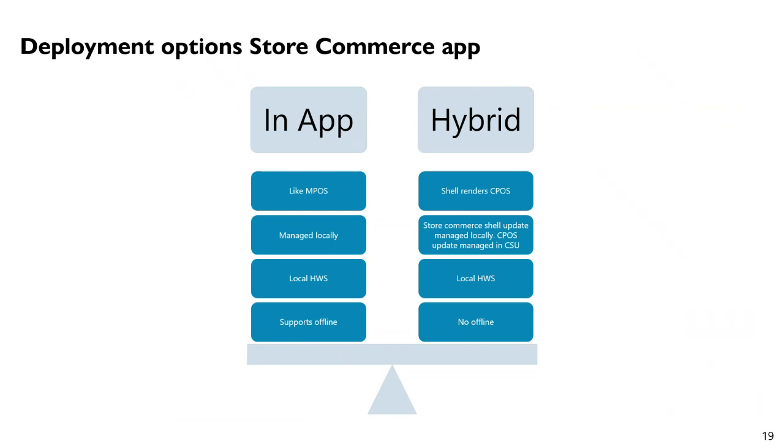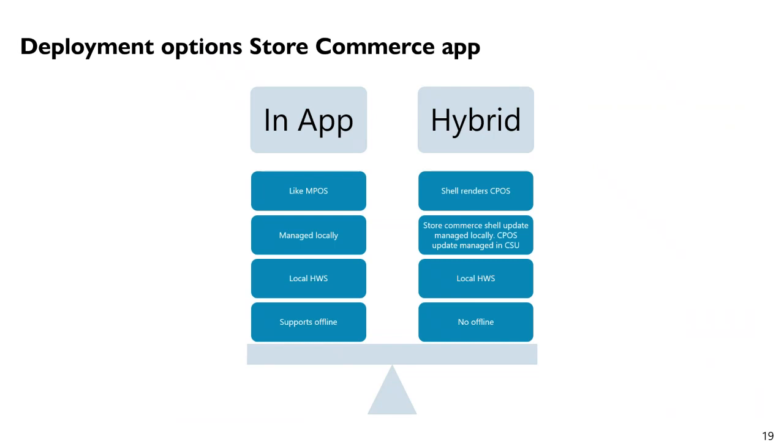For the in-app deployment option, the application content is locally deployed in the Store Commerce. Store Commerce then renders the application content from its local deployment. It doesn't connect to CPOS that is hosted in the CSU to get the application content. So you need to provide the retail server URL when you install the Store Commerce app in the in-app mode. To update the application content for in-app mode, you can run the latest version of the Store Commerce installer. The application content won't be updated if you update the CSU. Therefore, you can manage the updates at individual registers.